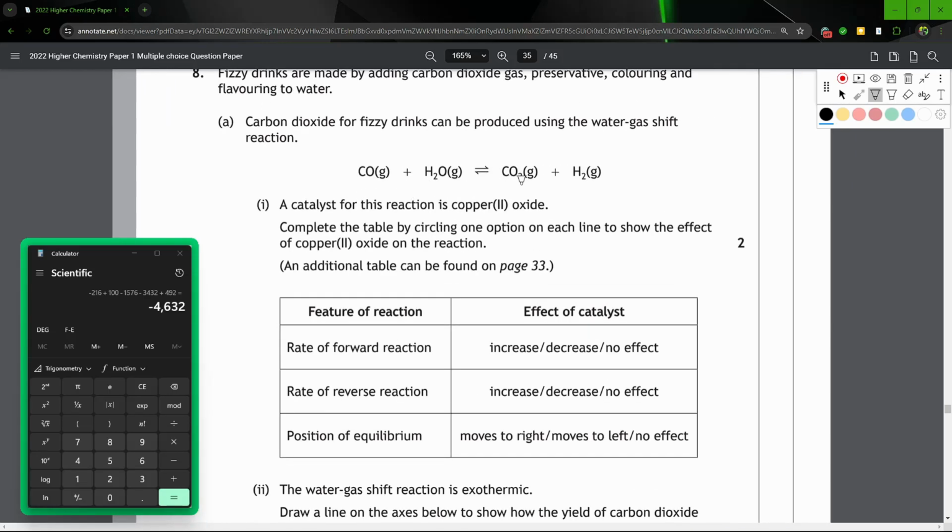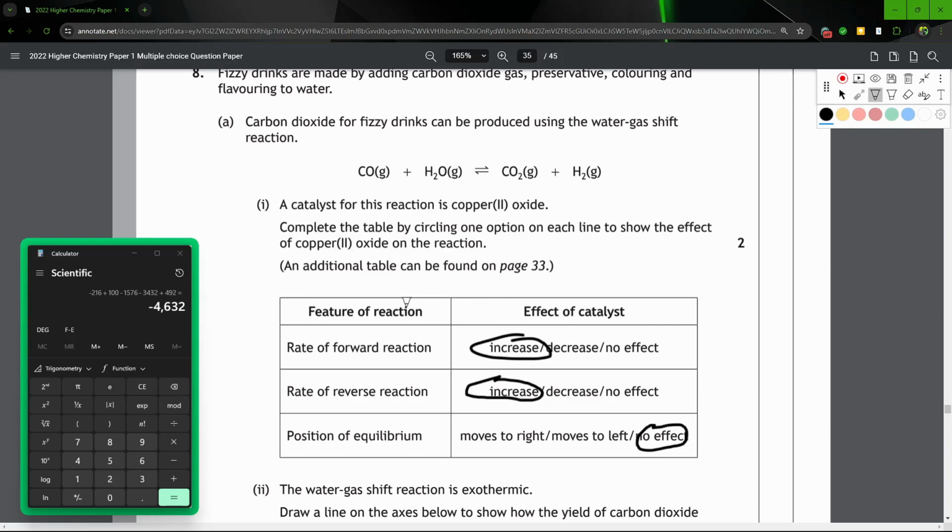Complete the table by circling one option on each line to show the effect of copper(II) oxide on this reaction. Okay, so it's a catalyst, which means you're going to increase the rate of the forward reaction, obviously, but you're also going to increase the rate of the reverse reaction. That means you're not going to have any effect on the position of the equilibrium, because you're tugging in both directions, so it doesn't change. So yeah, catalysts just speed stuff up. They don't change the position of the equilibrium.